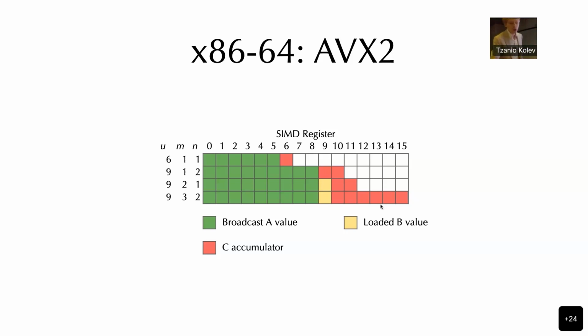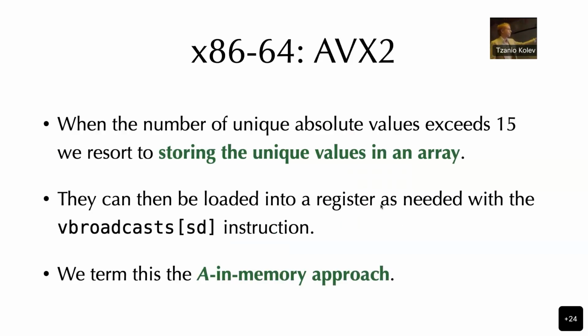What happens if we go beyond that? Well, when the number of unique absolute values exceeds 15, we store the unique absolute values from A in an array. And then, when we're generating our code, we load those values in from memory in advance of when they're needed. This is done using a broadcast instruction, which loads a 4 or 8 byte double from memory, and then broadcasts it to all lanes of our vector. We term this the A in memory approach, as the unique absolute values are stored in memory.